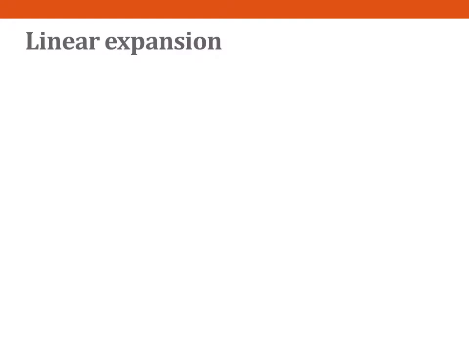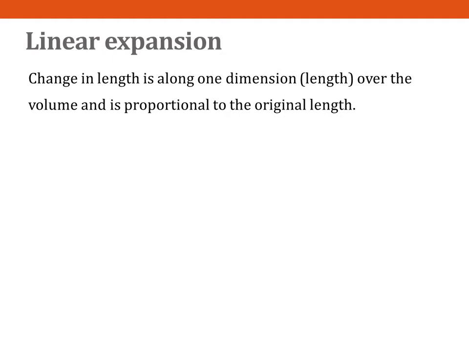Let us first see what exactly linear expansion is. It is a change in length along one dimension over the other three dimensions and is proportional to the original length. Here we assume that the effect of pressure is negligible. The coefficient of linear expansion is denoted by alpha and it is defined as the increase in length per unit degree rise in temperature of that substance.